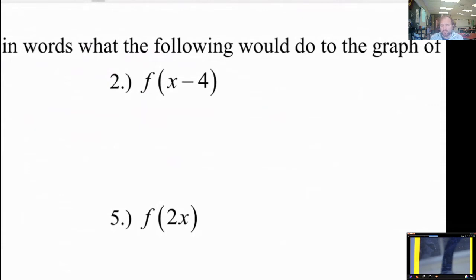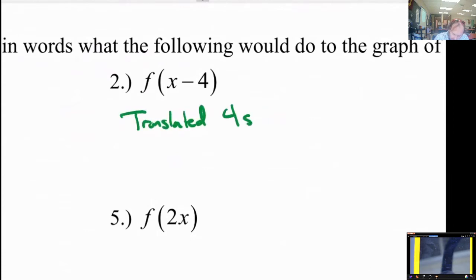Well, this time, if you think about this like a table of values, all this does is when you go to plug in, like, say, 5, for example, instead you plug in 1. So this moves the entire graph 4 spaces to the right, is what happens there. Moved, I guess I should use the word translated, would be the big word.